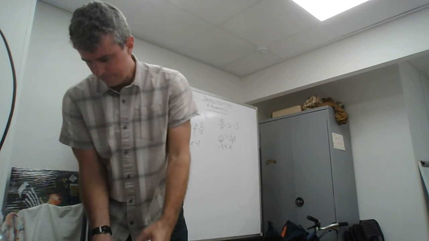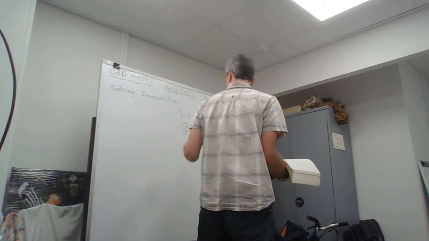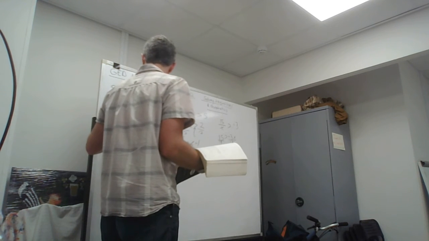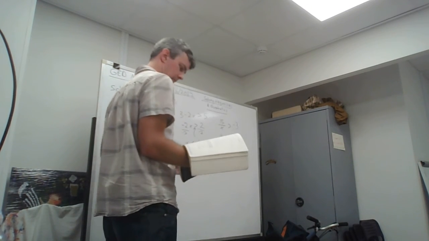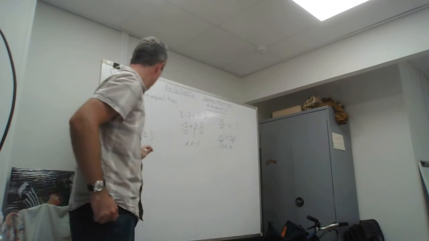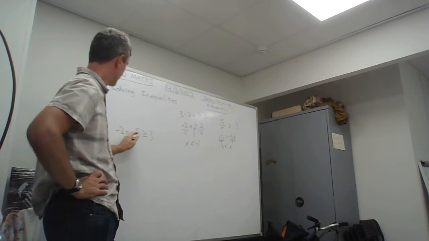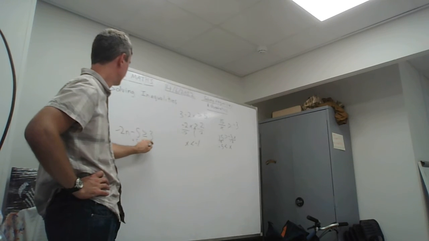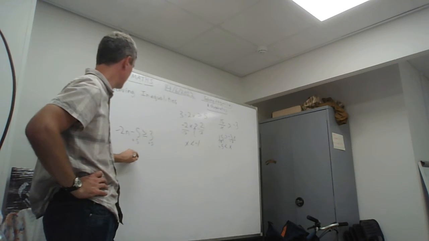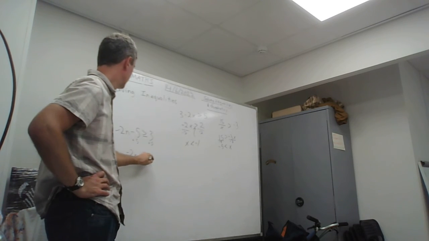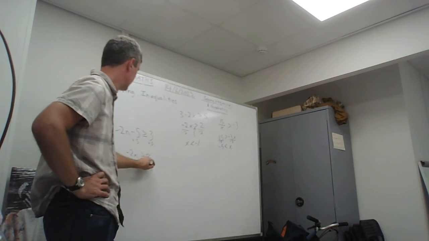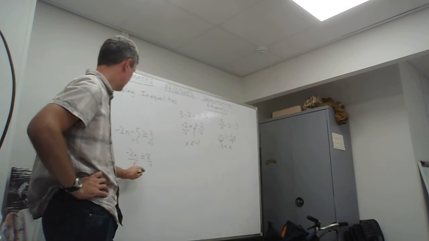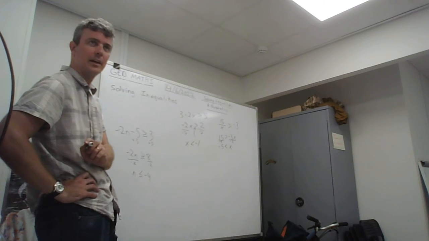Try this one: negative 2n minus 5 is greater than or equal to 3. So we have a greater than or equal sign. First we add 5 to both sides, so we have negative 2n greater than or equal to 8. Now we divide by negative 2, so the sign changes and this becomes n is less than or equal to negative 4.